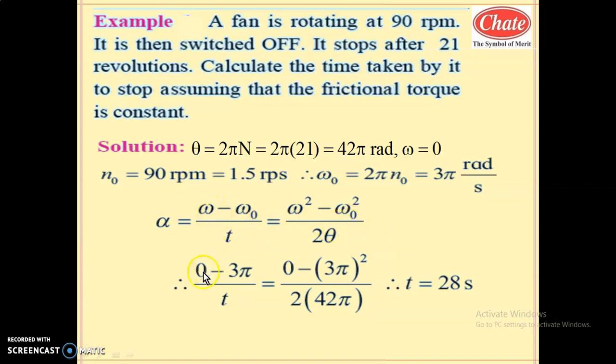So the final angular velocity is 0 minus the initial angular velocity 3 pi, divided by t. Here the final angular velocity is 0 and the initial angular velocity is 3 pi. Substituting the values, 2 into the total angle described, which is 42 pi. On solving this, you will get the time value. If you want to simplify here itself, you may simplify. By any way, you may get the answer. Here the time value is 28 seconds.